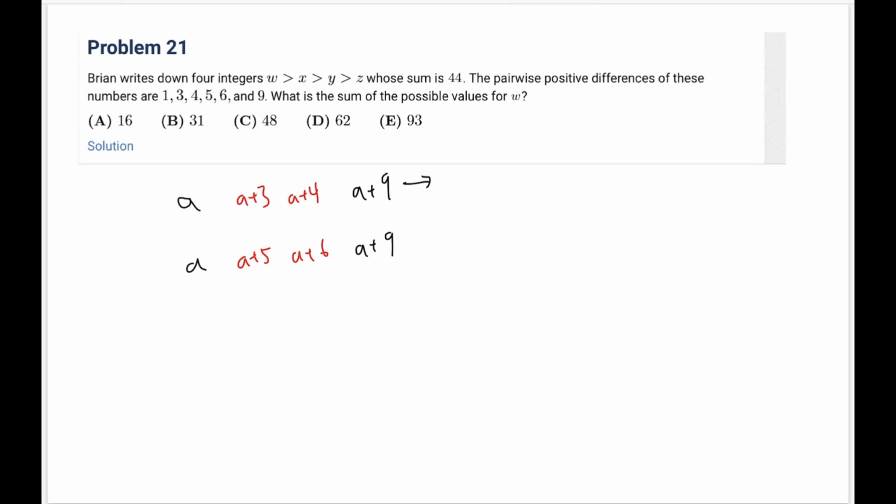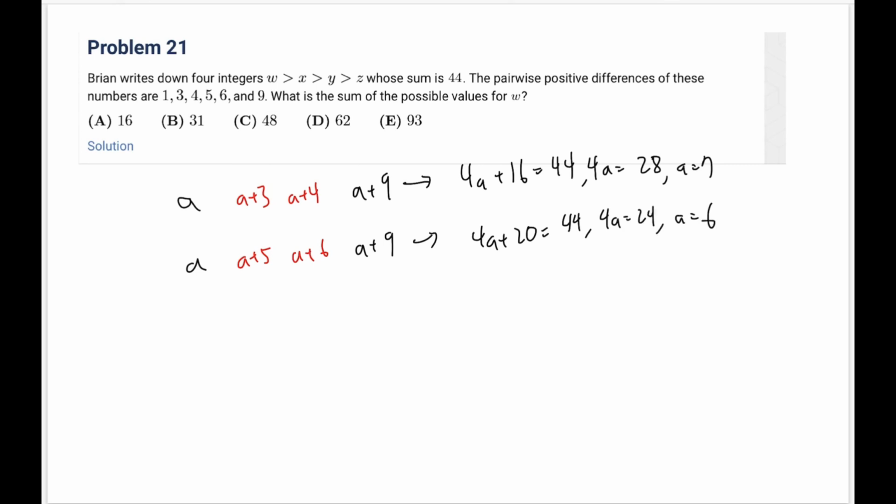And so if it's like this, then the sum is 44, right? So if we add these all up, 4a plus 16 equals 44. So 4a equals 28, a equals 7. And here 4a plus 20 equals 44, and so 4a equals 24, a equals 6. What is the sum of the possible values for w? a plus 9 is w since it's the biggest number, and so w would be 7 plus 9, which is 16. W will be 6 plus 9, which is 15. What's the sum of the possible values for w? This would be 15 plus 16.